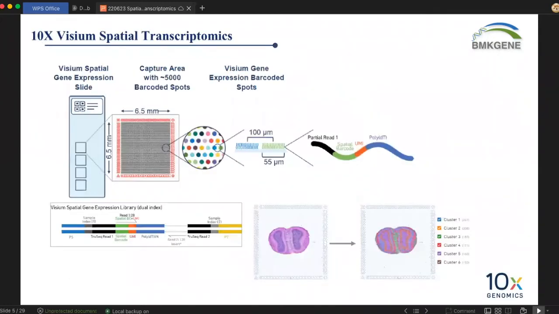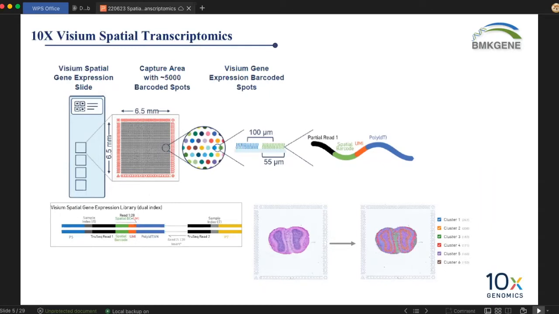So at BMKGENE, we mainly provide services on spatial barcoding based spatial transcriptomics. One of the platforms we are using is 10x Visium, introduced by 10x Genomics. Here I showed a brief diagram of how it works. Basically we have a slide with 4 capturing areas, and each capturing area is around 6.5 by 6.5 millimeters in size.